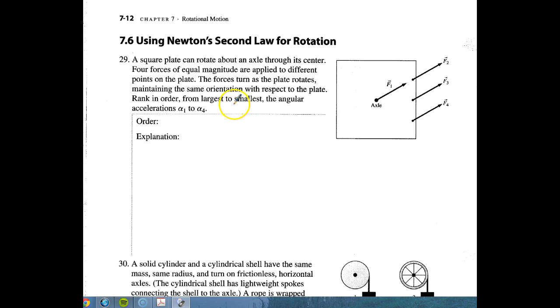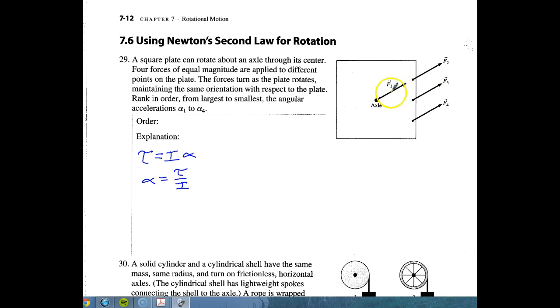They want us to rank in order from largest to smallest the angular accelerations alpha 1 through alpha 4. So alpha, remember, is the angular acceleration. So let's first determine how we're going to think about angular acceleration since we're only given force. Well, remember our new equation for torque is equal to the moment of inertia times the angular acceleration. For each one of these, we can rearrange this for angular acceleration. So angular acceleration is torque divided by the moment of inertia.